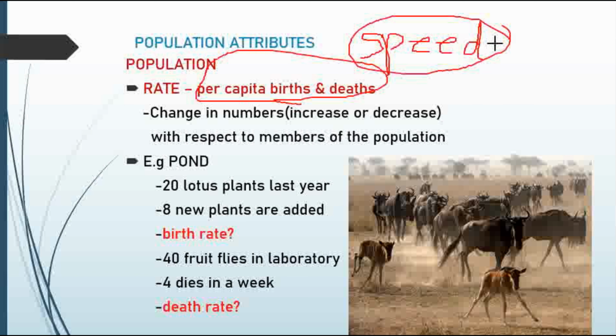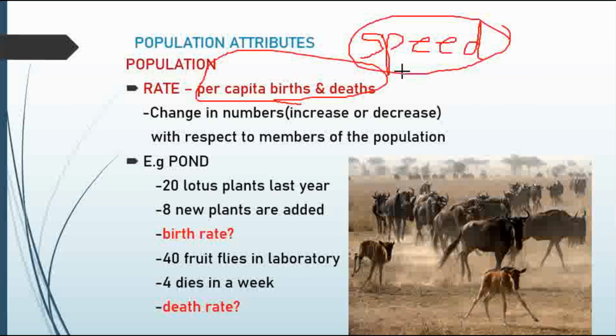Number of times something occurs or exists during a particular period, that you call a rate. So in a population, it is the per capita births and deaths, that you call a birth rate, death rate at the population level.